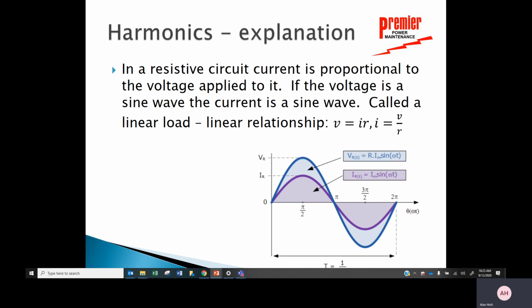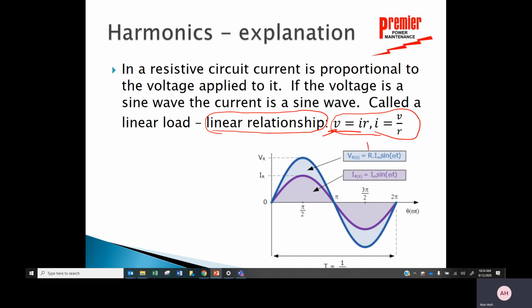So let's look at the explanation of harmonics. In a resistive circuit, we go back to Ohm's law: voltage equals current times resistance, and current equals voltage divided by resistance. In that resistive circuit, when voltage is applied, if the voltage is a sine wave, the current is a sine wave. It replicates that. That's called a linear relationship. I have a very basic equation that's linear, and my output is linear with the input.